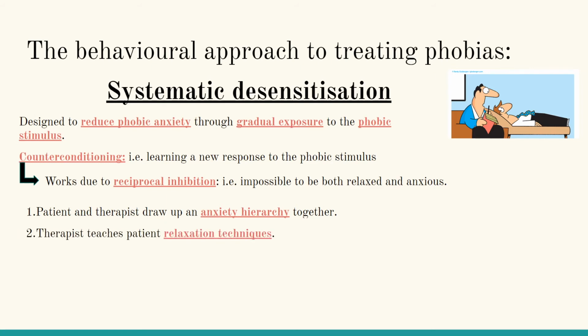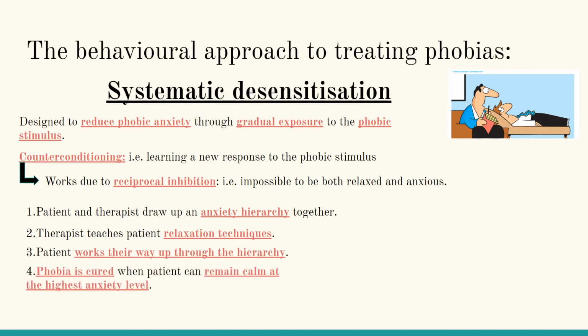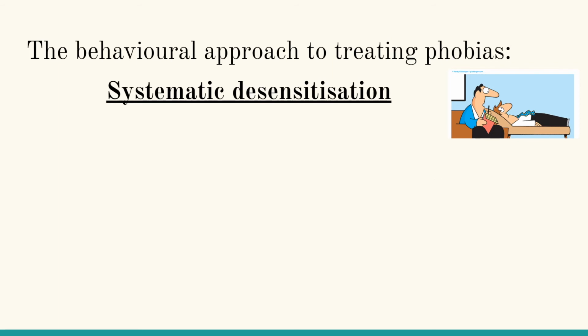For step 2, the therapist teaches the patient relaxation techniques, for example, meditation. In step 3, the patient works their way up through the hierarchy, only proceeding to the next level when they have remained calm in the present level. And finally, in step 4, the phobia is cured when the patient can remain calm at the highest anxiety level. Let's evaluate systematic desensitisation before we discuss what flooding is.